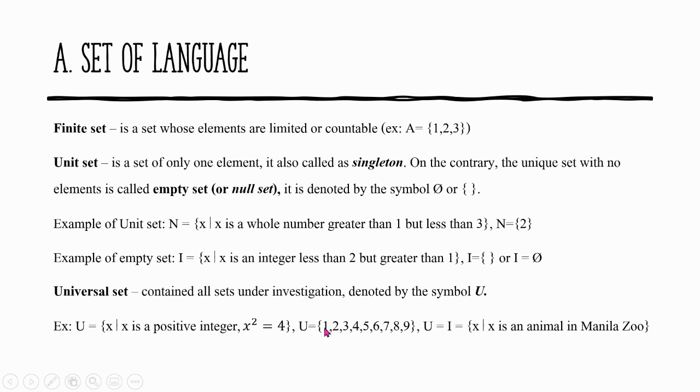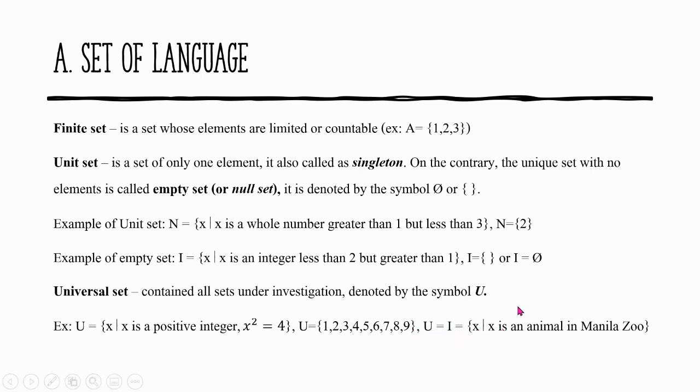If you are going to write this in rule method, this will be x such that x are all positive integers that are less than 10. So then in roster method, this will be U, open bracket 1, 2, 3, 4, 5, 6, 7, only up to 9, that is less than 10.